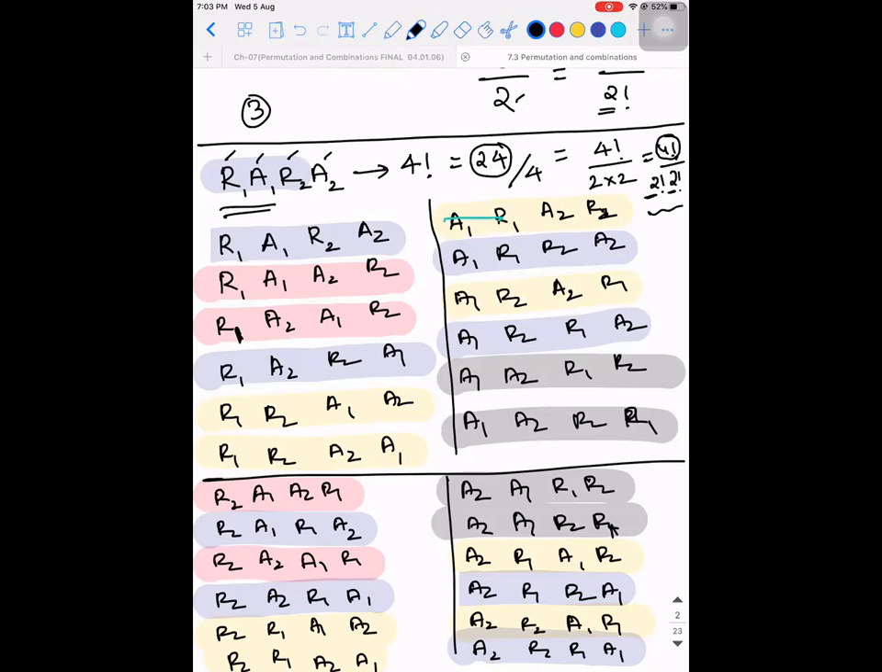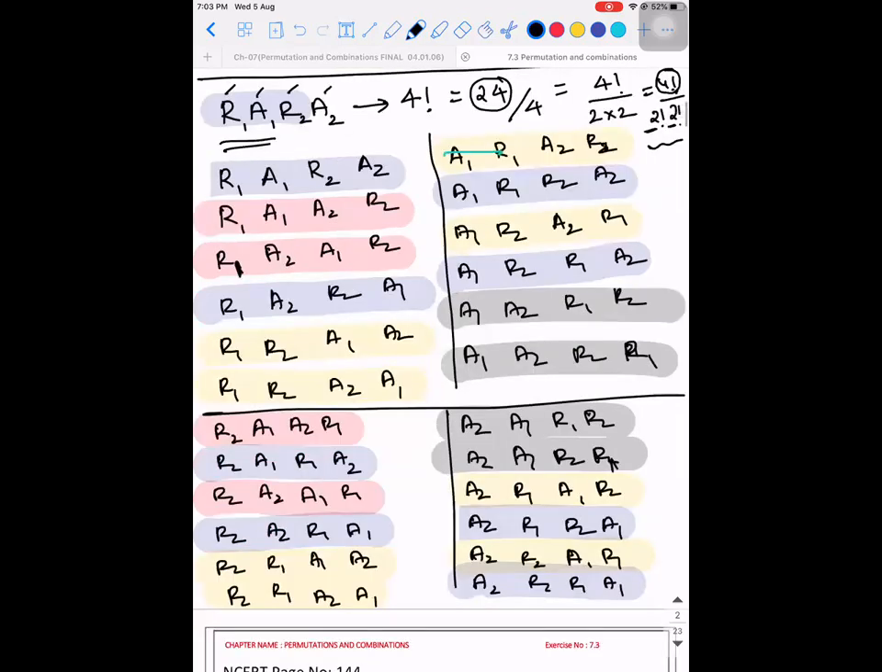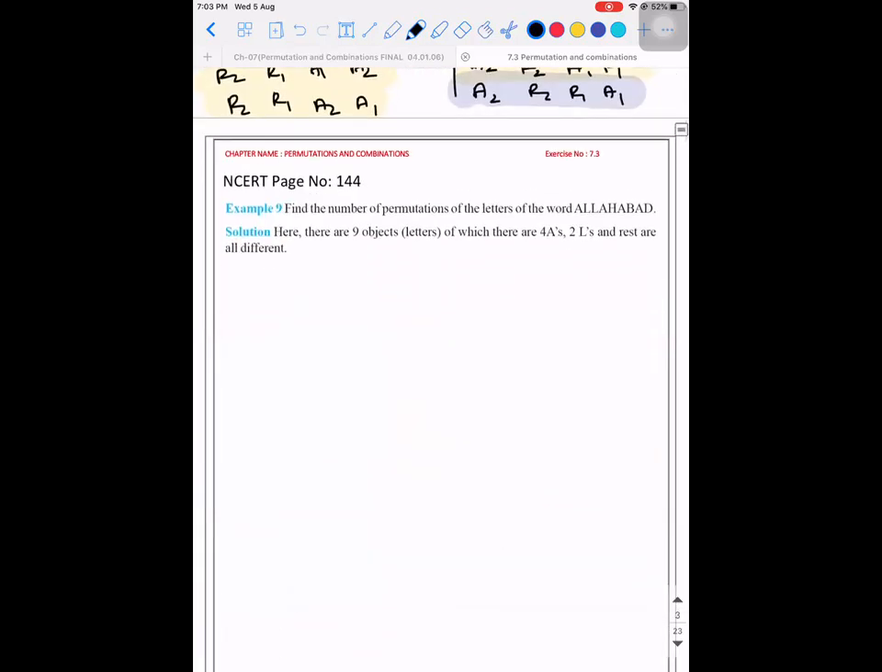Yes, keeping this logic in mind, now you tell me, find the number of permutations of the letters of the word Allahabad that are possible. So how many A's are getting repeated? 4. And what else is getting repeated? L's are getting repeated. That will be 2. So actually how many letters are there? 1, 2, 3, 4, 5, 6, 7, 8, 9. Those 9 letters among themselves can be rearranged in how many ways? 9 factorial ways. Am I clear on this?